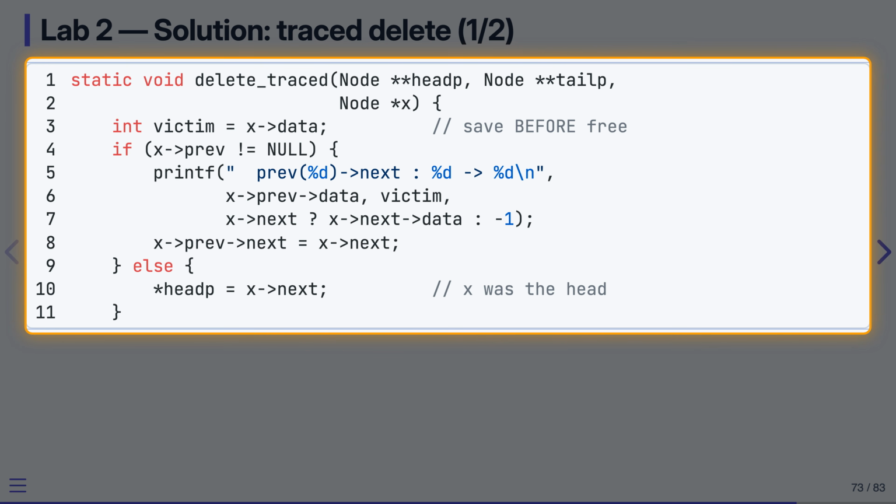Then, if the node has a prev, we print the first relink line and set prev arrow next to skip over the node. Otherwise X was the head, so head moves forward instead.